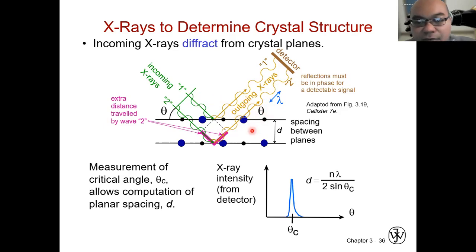And if they reinforce each other, it means they are of the same phase. Remember from physics, they will reinforce, and the wave amplitude becomes stronger. Reflection must be in phase for a detectable signal, but if they are out of phase, the amplitude will be weakened. So by measuring this critical angle theta c, we can calculate the spacing between the planes in that crystalline solid structure.